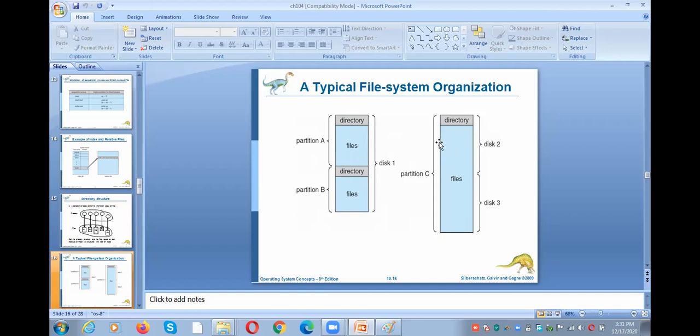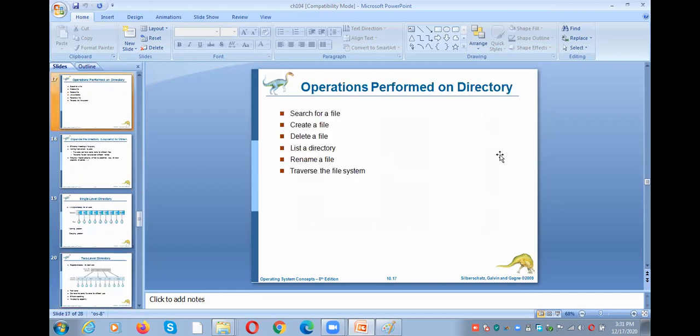Here two disks, one partition. And in the big directory we have all the files, all the files are maintained in one directory, and it is occupied by two disks, disk 2 and disk 3.